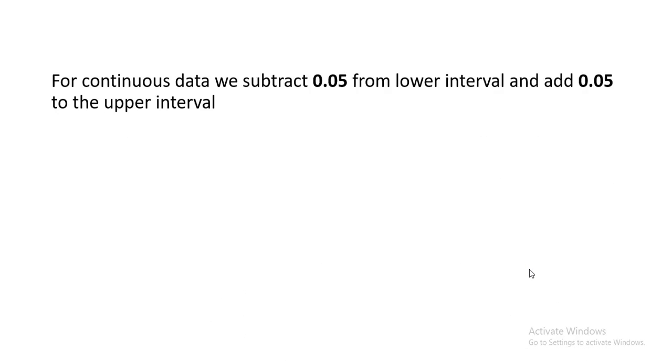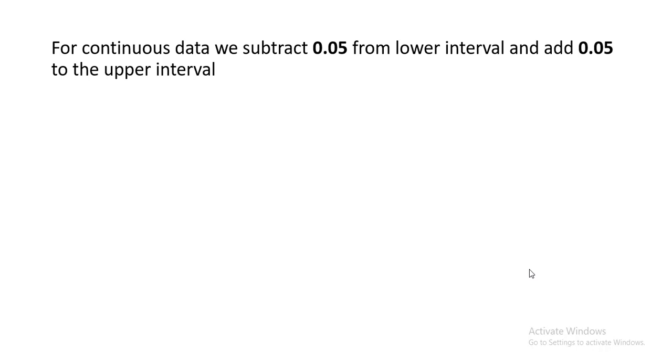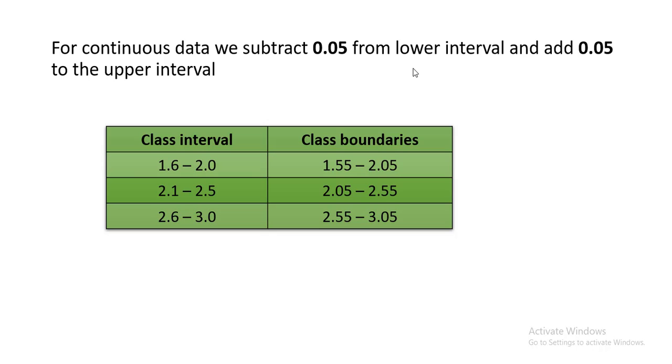Moving on. For continuous data, we have already learned what continuous data is and how we organize it. In order to find out class boundaries for continuous data, we are going to subtract 0.05 from the lower interval and add 0.05 to the upper interval. So this is the case.